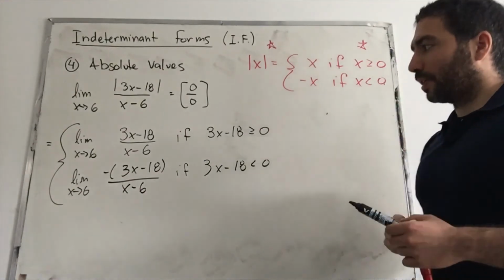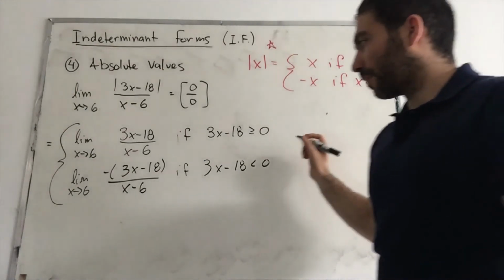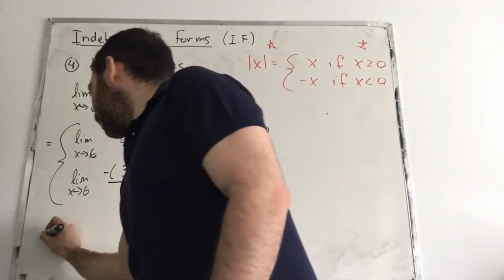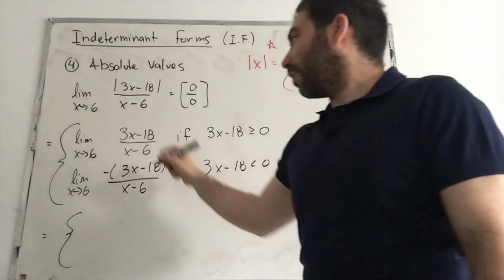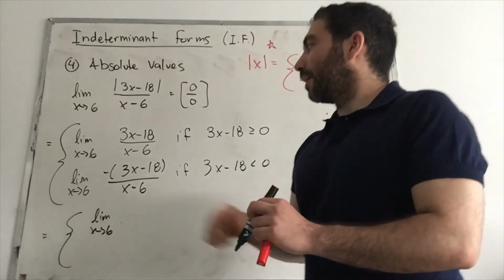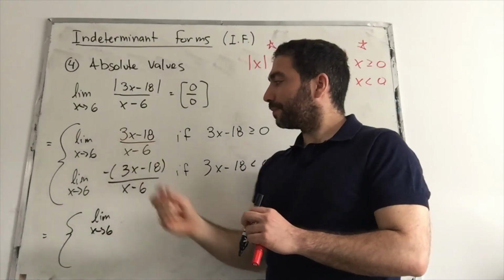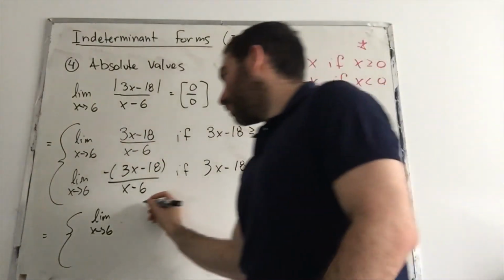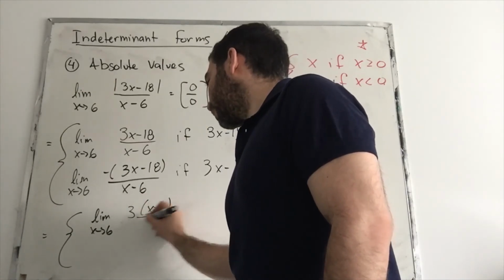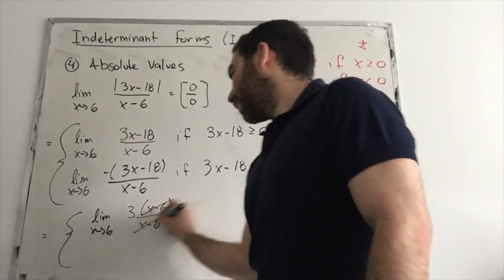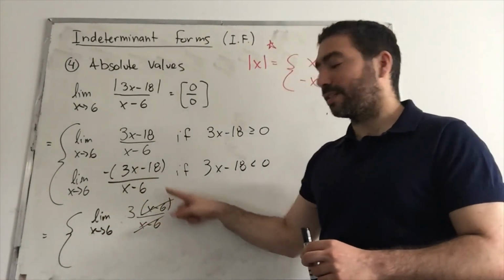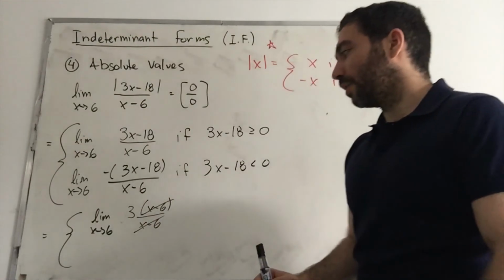Okay, so now let's simplify this. On the top we have the limit as x approaches 6. And here notice that we can factor out a 3. So by factoring out a 3, we have x minus 6 over x minus 6. And as expected, since the limit is approaching 6, we expected x minus 6 and x minus 6 to cancel, so our trick still holds.